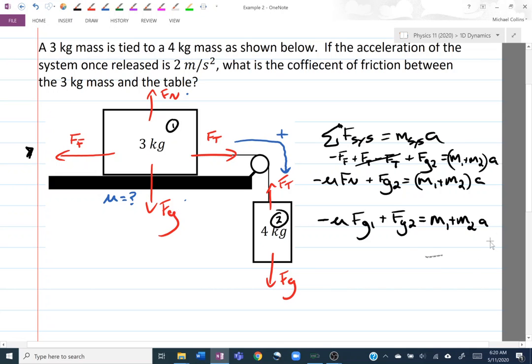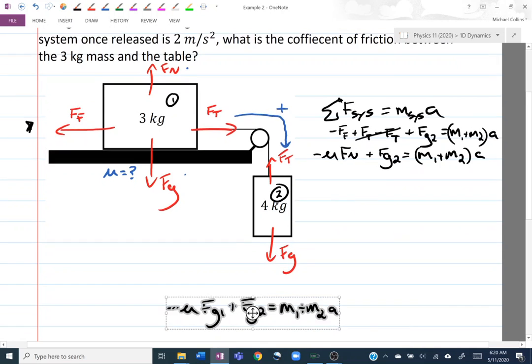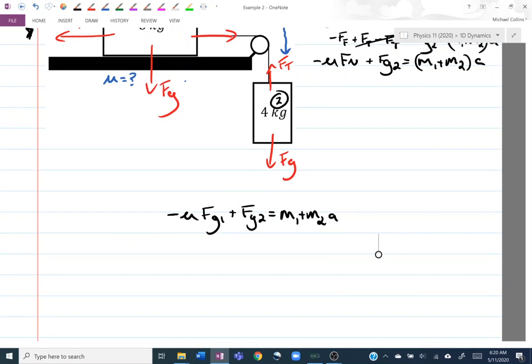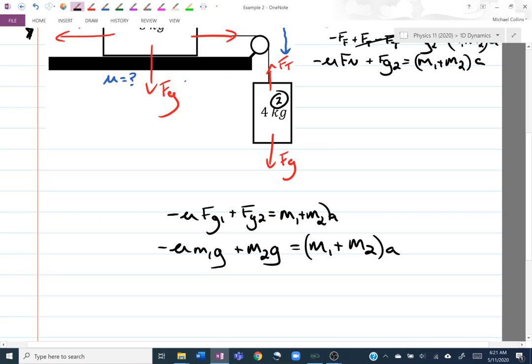And I'm feeling a little bit crowded here, so I'm actually going to take this line of algebra and just move it down out of the way so I get a bit more space. Yeah, I feel better about that already. Negative mu m1g plus m2g is equal to (m1 plus m2), those are in brackets, times a. Somewhere along the line I dropped those brackets, so we'll put them back in.